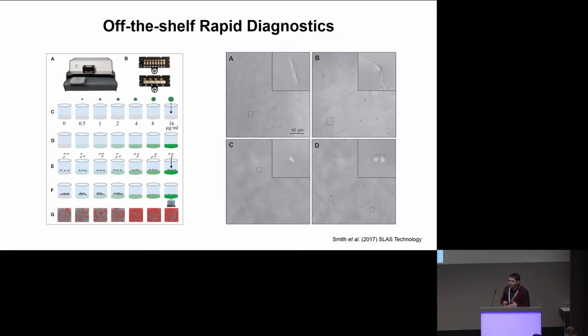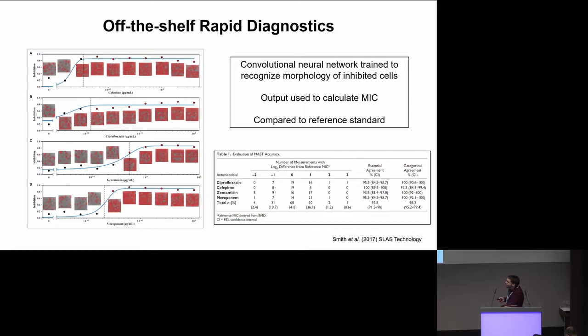So the red is showing inhibited regions of the image, and the gray is showing areas that are growing. And we can then graph this, and we can have on the x-axis concentration of antimicrobials, and on the y-axis degree of inhibition, and we can then call minimal inhibitory concentrations based on those data. So we compared this to the reference standard, which is broth microdilution, and we found greater than 95% concordance with this standard for a subset of organisms, which is considered acceptable for various regulatory agencies.